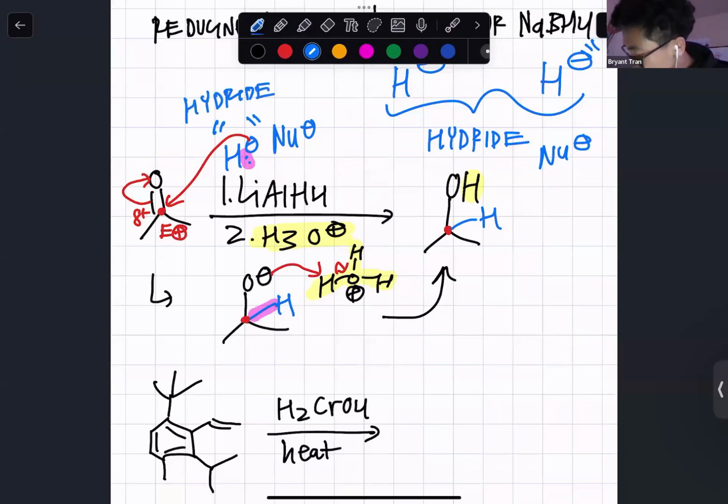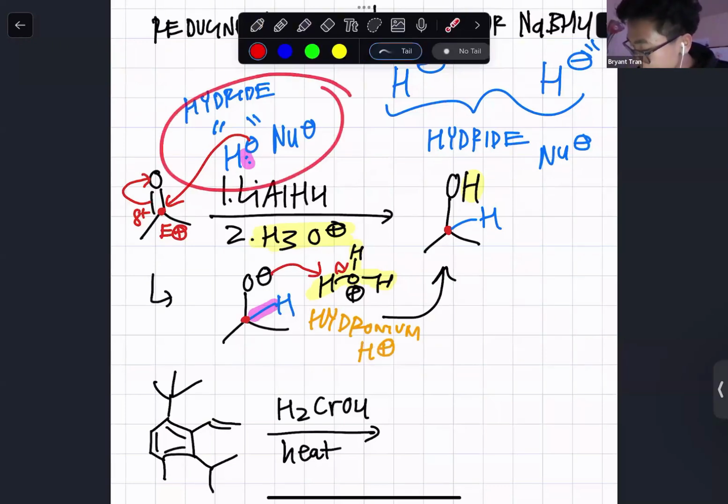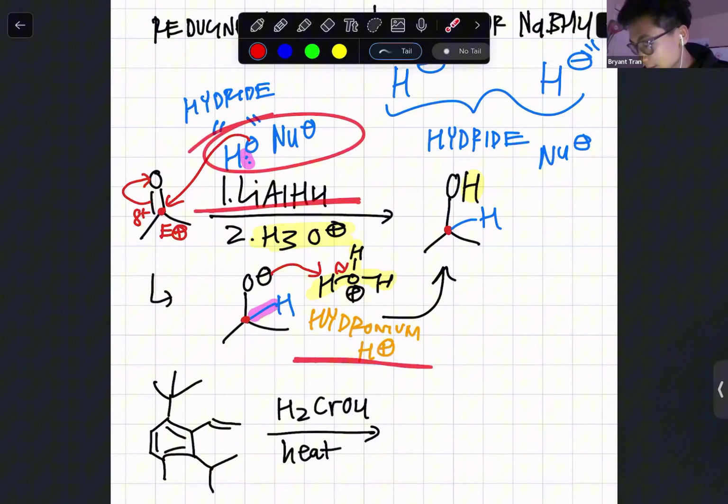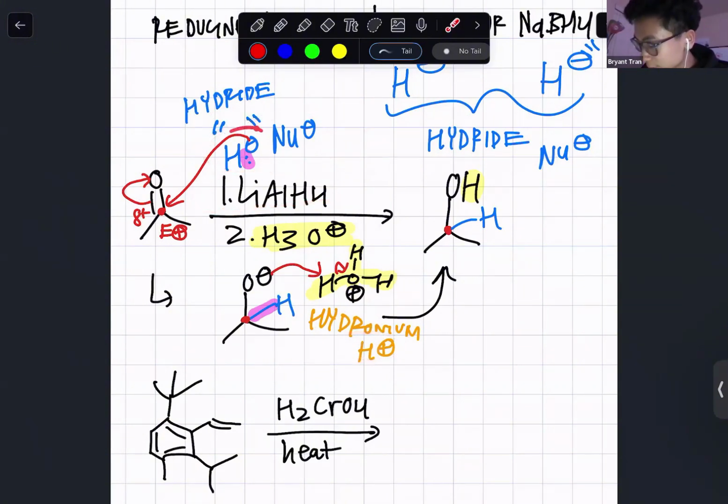And think of this bottom one as a hydronium ion. Hydronium ion with a positive charge, H+, acidic. They're like enemies of each other. They're direct opposites of each other. One is nucleophilic, H-, a reducing agent. One is acidic, electrophilic, with the full positive charge right there. One has a full negative charge, one has a full positive charge.